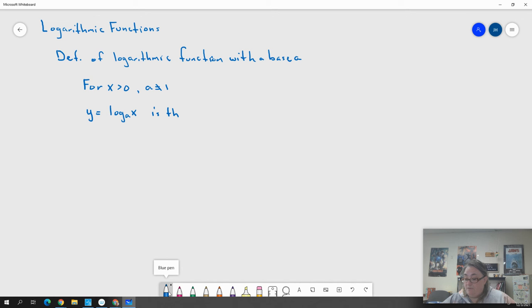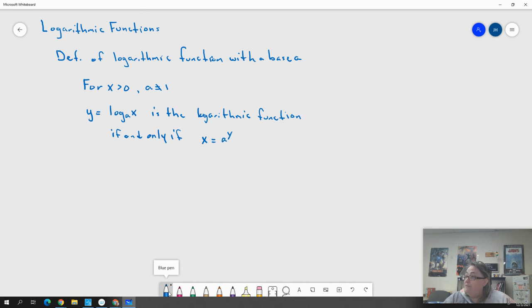is the logarithmic function. Oh man, I'm doing this wrong. I'm reading the wrong line. If I'm fine with this, if and only if x equals a to the power of y.